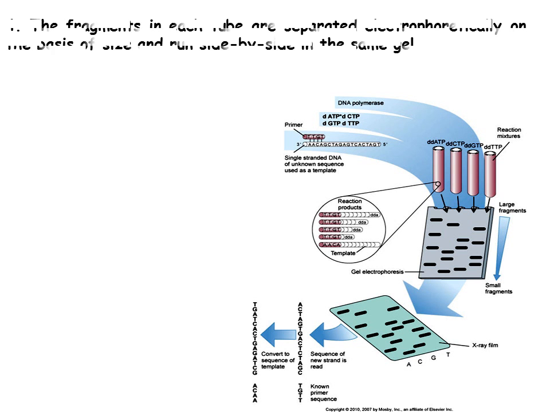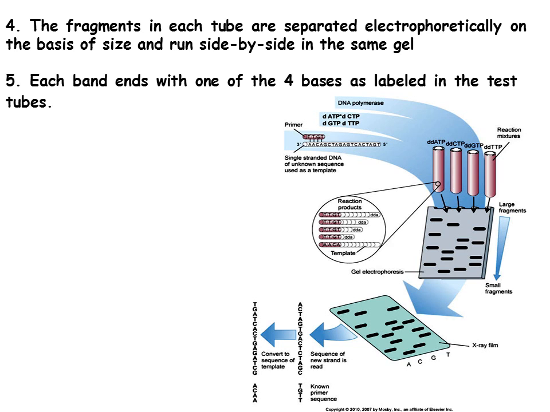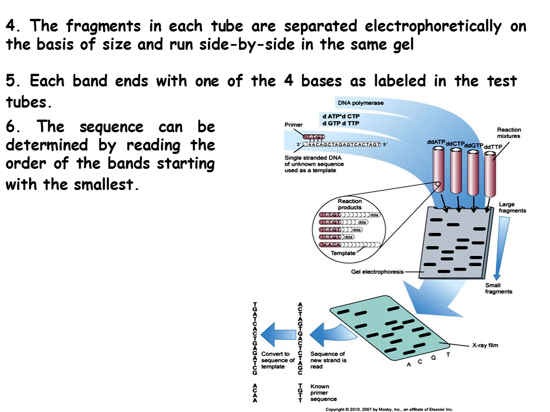Okay? So the fragments in each tube are then separated by electrophoresis on the basis of size. They're run side by side in a gel, which you can see over here. Each band ends with one of the 4 bases as labeled in the test tubes. And then the sequence was simply read by starting with the smallest and moving their way up. So if you look at this, you would read, I think this is C, G, A, C, and then, or maybe this one. It's easier when you actually have it in front of you. But typically what we would do is sit there and one person would read it off and the other person would write down the sequence. Of course, that was before we had all the great computers.